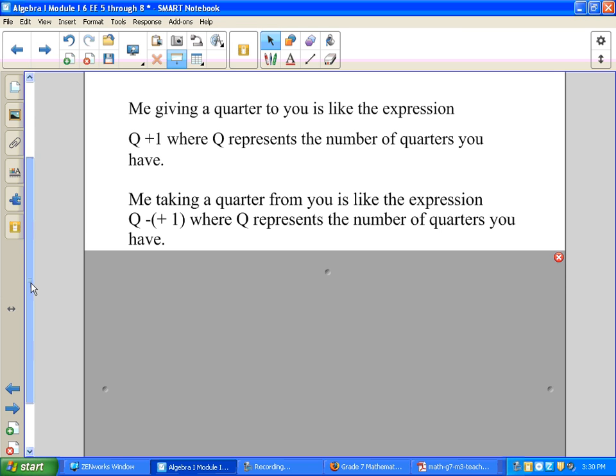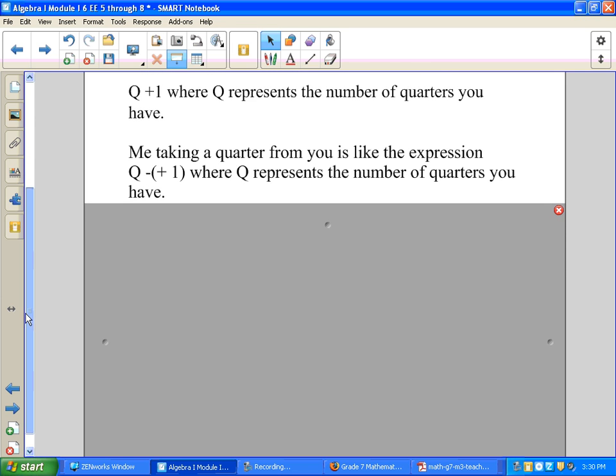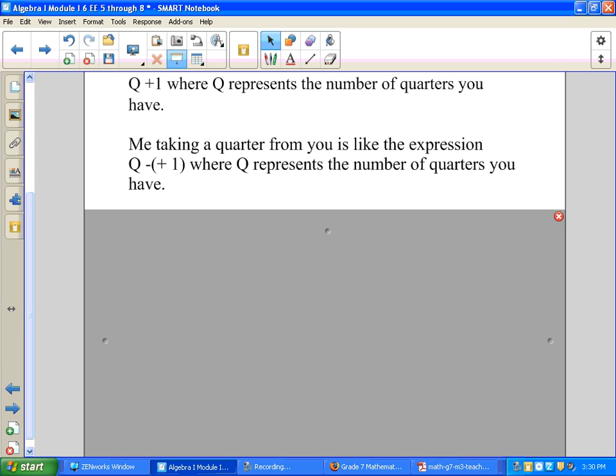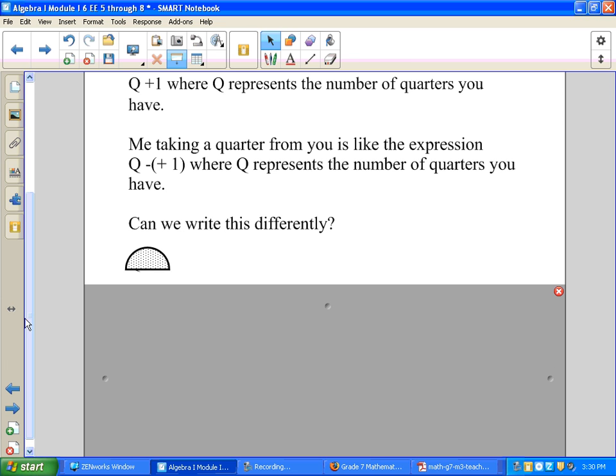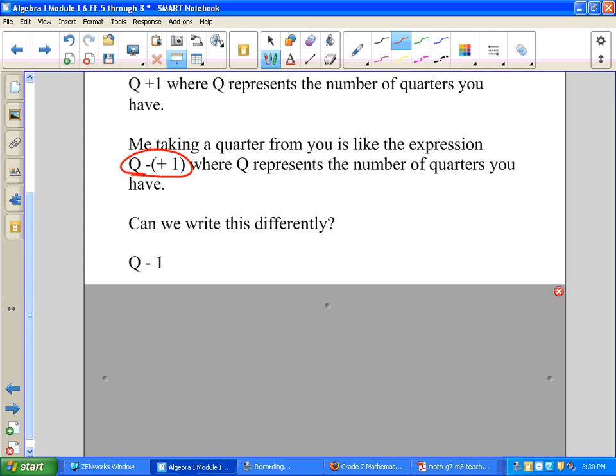You might not want to write it like that. You might want to write it differently. Remember, we had two answers the same up above. So can we write this differently? Q minus 1, me taking a quarter from you. They're exactly the same thing. First one, you giving me a quarter. Me taking a quarter from you.